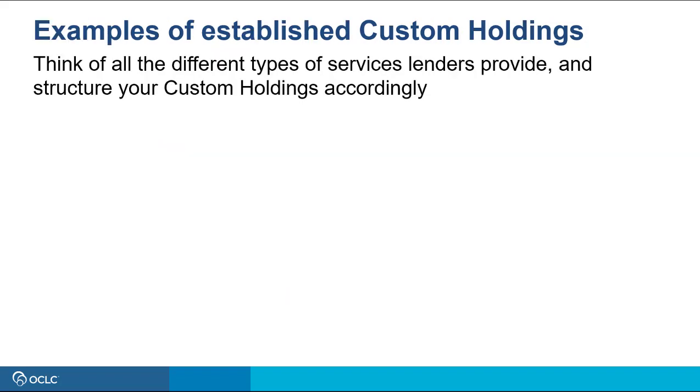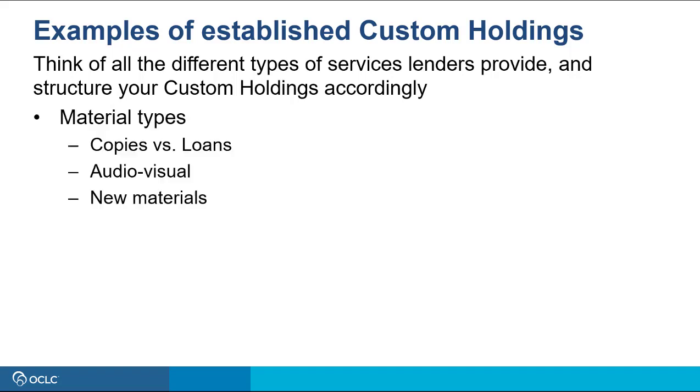Let's see how libraries decide to set up their customer holdings. Many libraries approach the process based on the types of policies lenders have set up for different material types: copies, loans, color copies, DVDs, new materials, and so on.